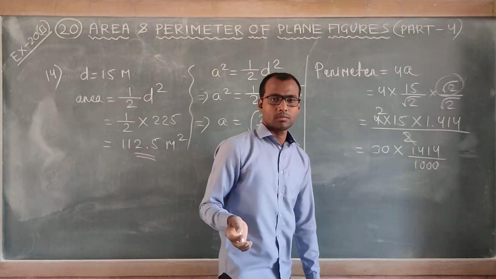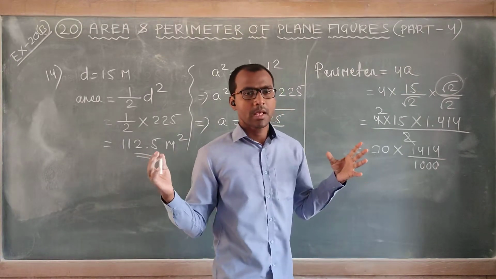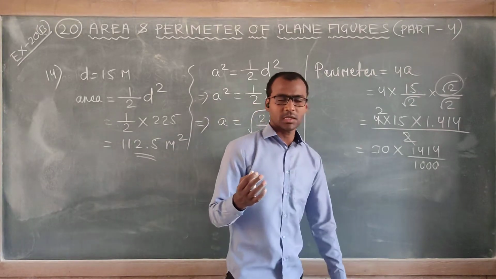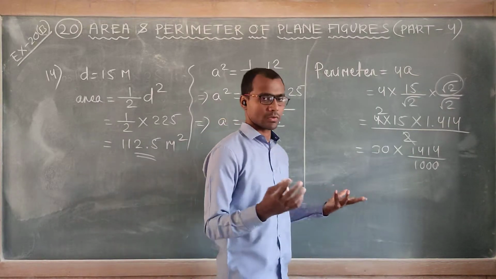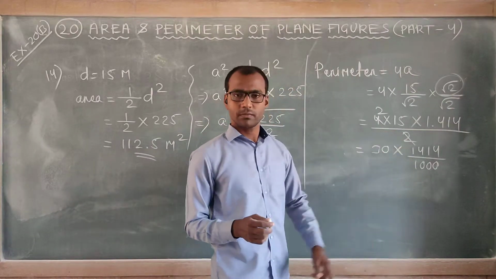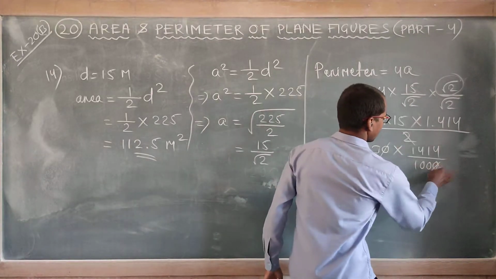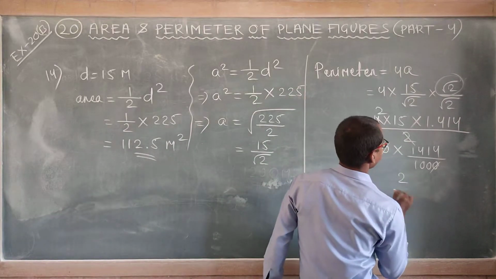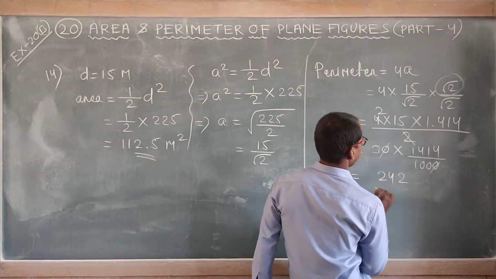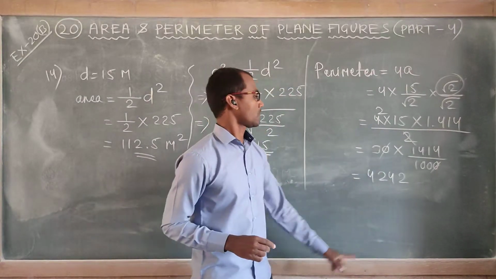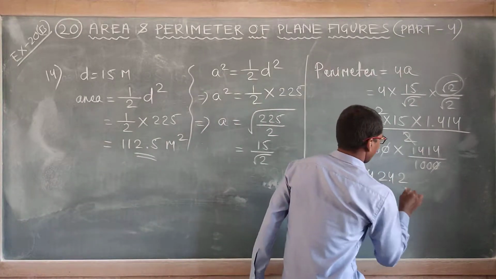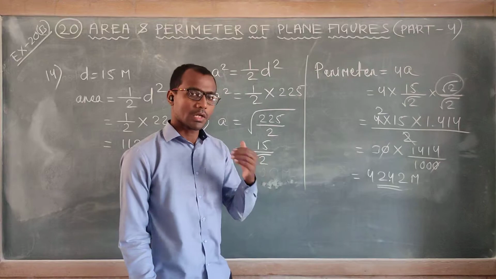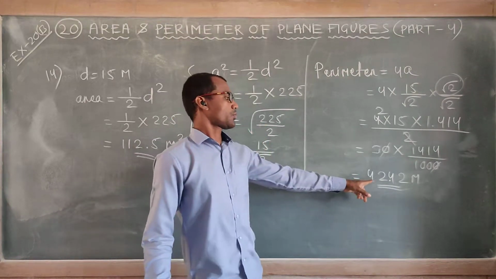Most people are not comfortable with decimals. That means addition, subtraction, multiplication, division, basic operations with decimals are a little complicated. I am also not comfortable, so I converted the decimal into a fraction. Zeros cancel. Now multiply 10 and 1414, that gives 14140 by 100, which means 141.4. The perimeter of the square nearest to 2 decimal places is 42.42 meter.